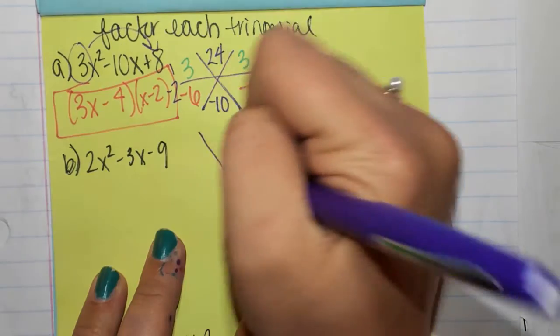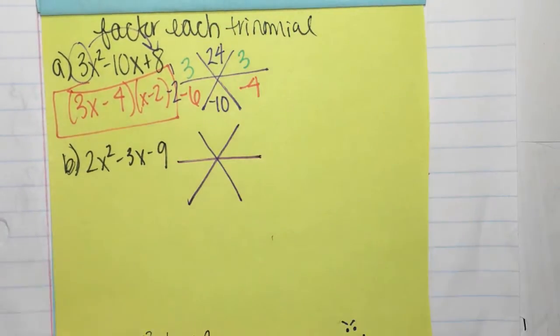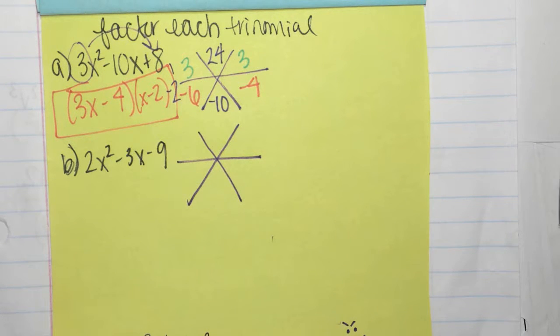One negative, one positive. And what's our big factor going to be? Negative. Fantastic. Alright, what do I need to do first?